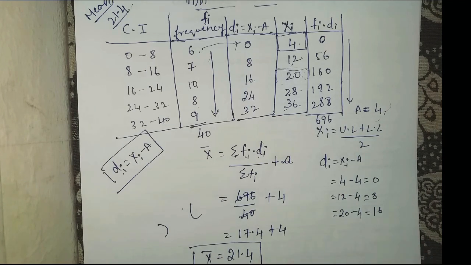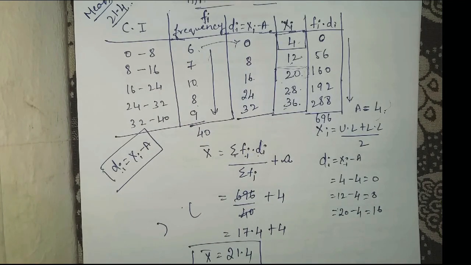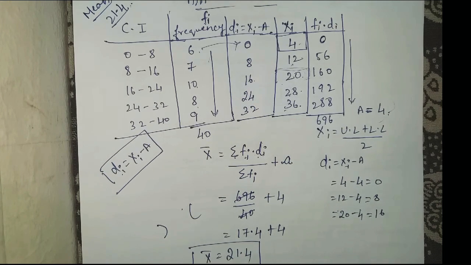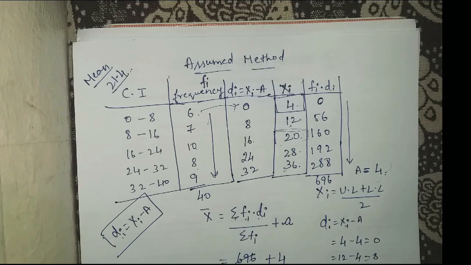Got it? While doing the step deviation method also you will get the same value. I'll do one more video on the step deviation method. I'll consider the same problem and we'll check whether we get the same value or not, 21.4. Okay guys, I hope everyone understood the direct method and the assumed mean method.